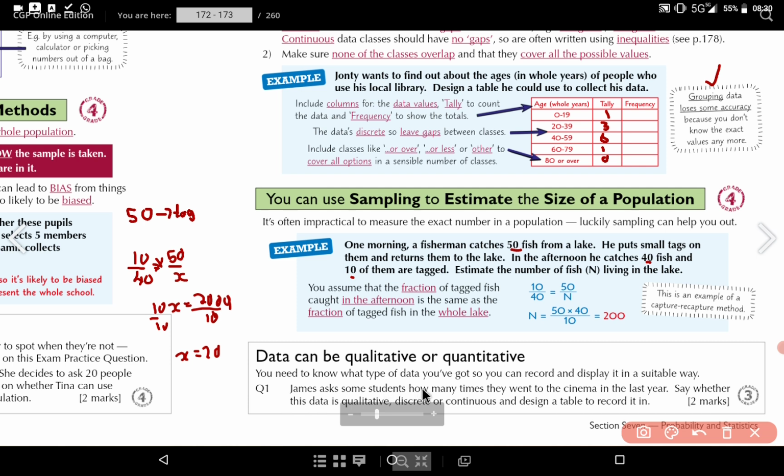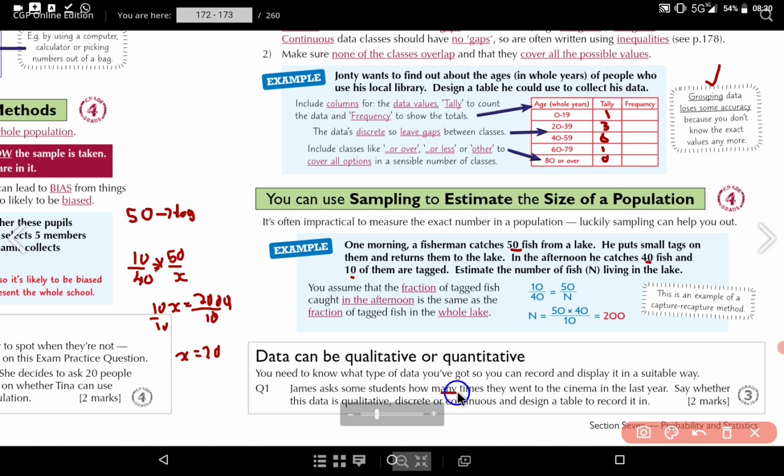James asks some students how many times they went to the cinema in the last year. Say whether this data is qualitative, discrete, or quantitative. So you can try to see if this is qualitative or quantitative and whether it is continuous. If it deals with numbers, you know it is quantitative. If you can group it in classes, you know it is continuous. That is the thing to know here.